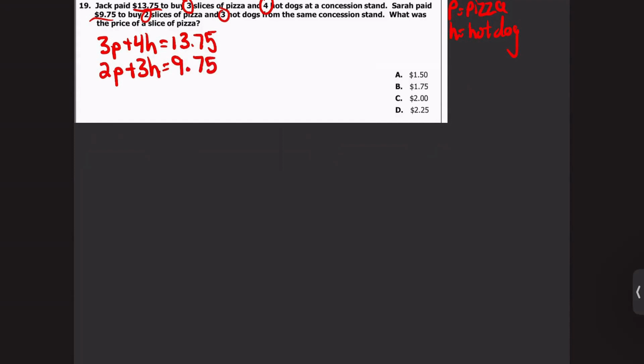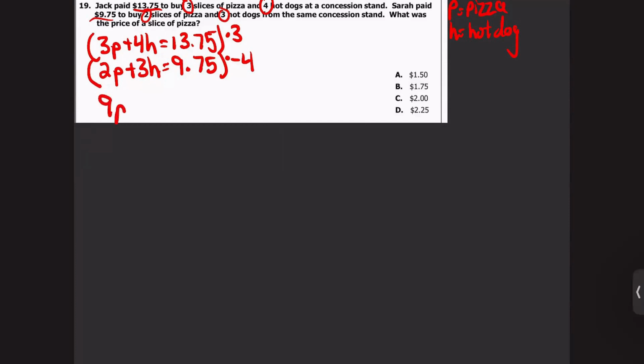All right, now we need to figure out really how to get rid of hot dogs, right? Because we're only concerned with the slice of the pizza. So let's multiply this by -4 and multiply this by 3. Why did I choose those numbers? Well, 3 times 4 is 12, and 3 times -4 is going to be -12. So this is going to give us our p here.